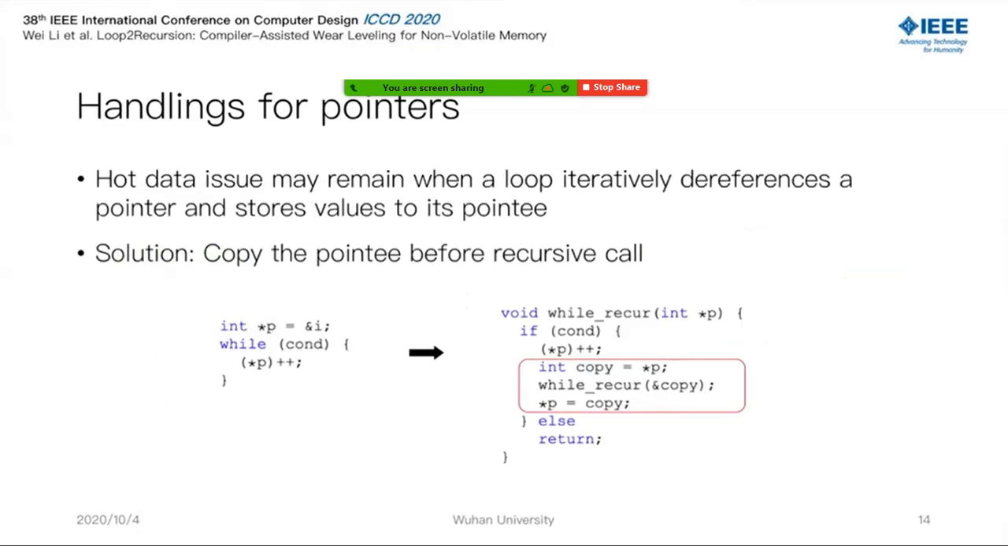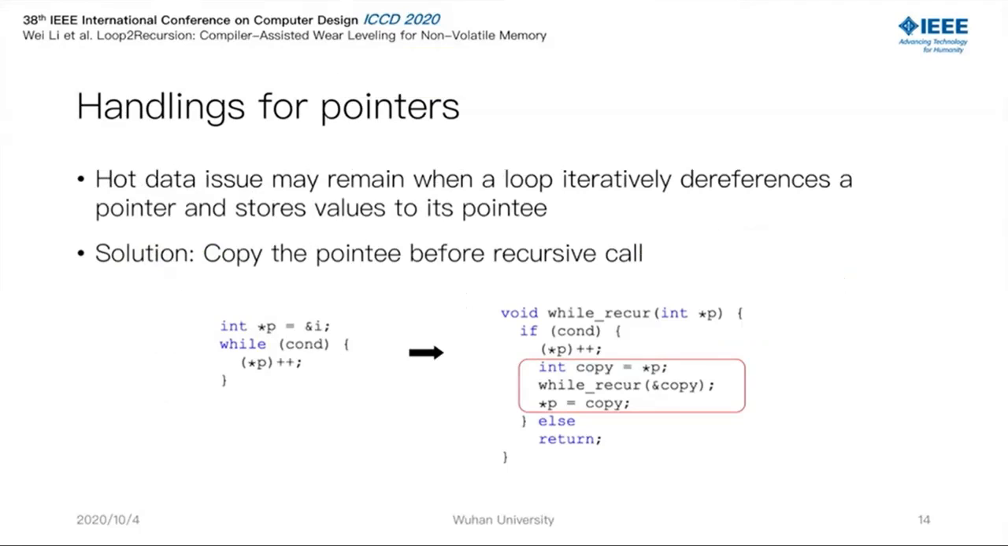However, the hot data issue may still remain when the loop updates pointers. For example, the loop on the left iteratively dereferences pointer p and increments its pointee i. i is the hot data. After transforming the loop to recursion, pointer p will be passed as an argument, but all the store operations still perform on i's memory location, resulting in a failure to eliminate the hot data.